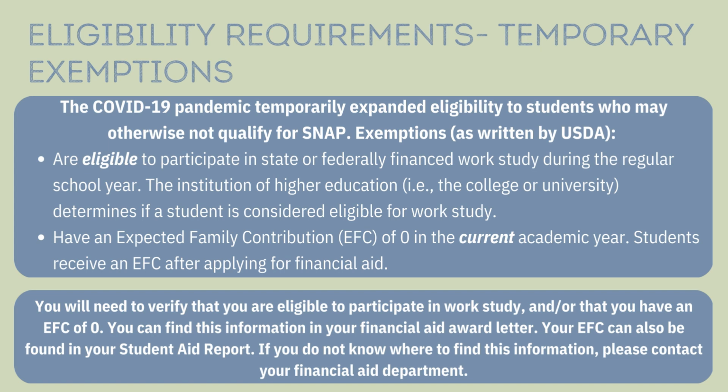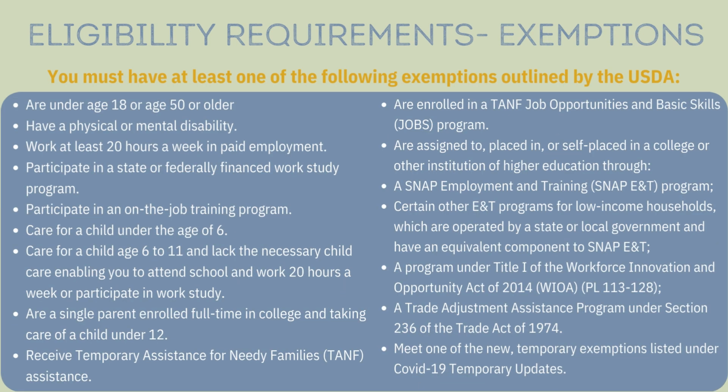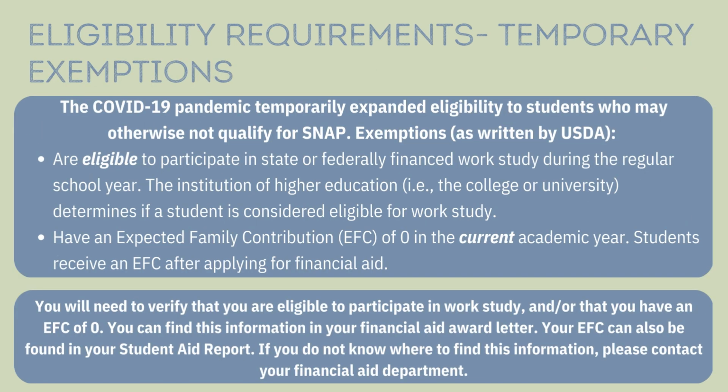The second temporary extension is having an expected family contribution of 0 in the current academic year. So if you're not receiving any help or assistance with paying for school, usually you have an EFC of 0. You would know this after applying for financial aid. And so when you go to verify this information, because you do need to verify if you follow one of these exemptions, whichever one of these on the previous slide that is listed or these COVID exemptions, you will need to submit documentation about which one falls under the category for you.